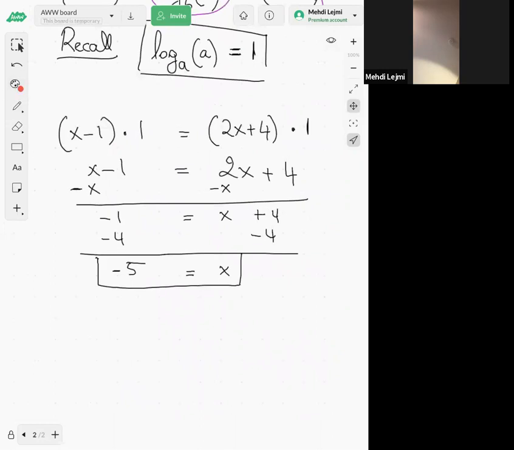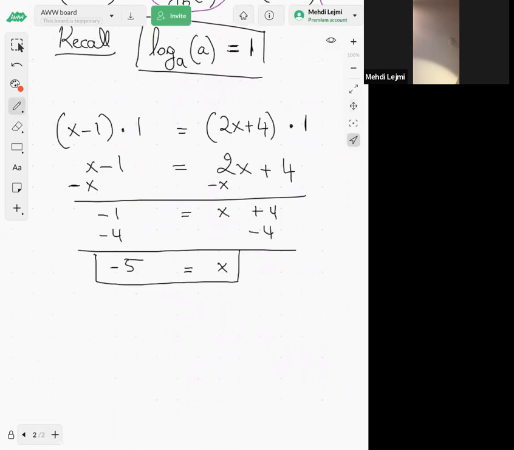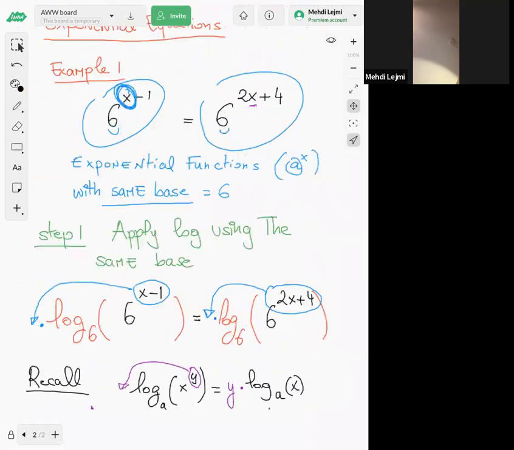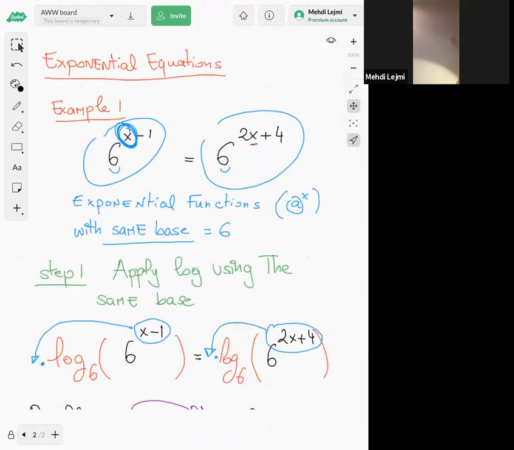So the final answer is x equals negative 5. All right, so then x is equal to negative 5. Okay, so in this example, we had the same base, right? It's 6 to the power x minus 1 equals 6 to the power 2x plus 4. So we have the same base, right?